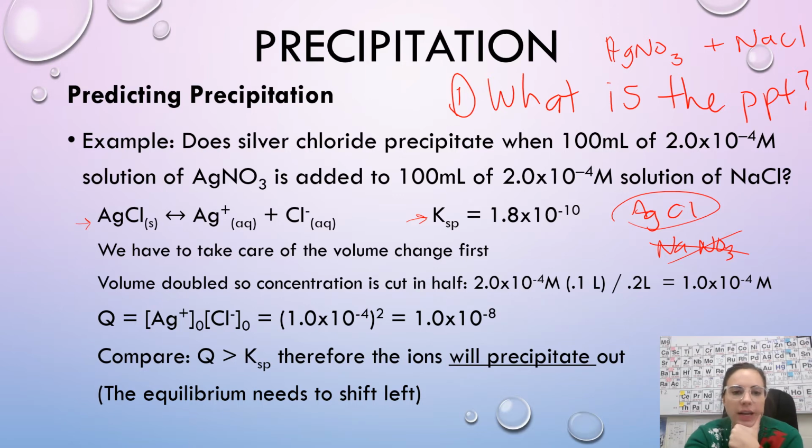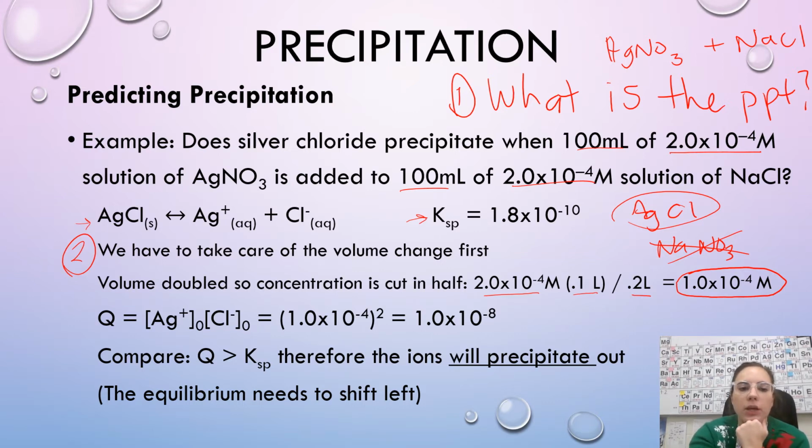The first thing I have to do is take care of the volume change. Remember, what we're going to do is multiply the molarity times the volume, and then divide it by the new volume to get the new concentration. Now, I only did this one time for this problem because I had equal concentrations and volumes. So both of their new concentrations are 1 times 10 to the negative 4.